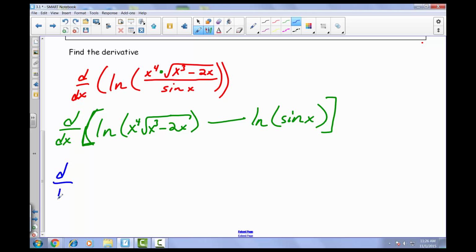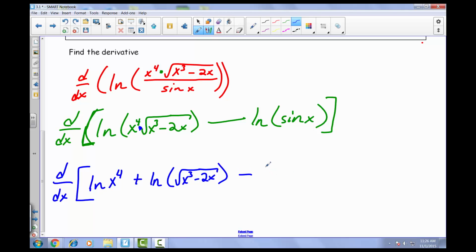So then to split that up, we have this derivative with respect to x still. We're not actually taking it yet, but we'll get to that in a second. But we're going to go ahead and break up this x to the 4th and this square root of x cubed minus 2x. So to do that, we have the natural log of x to the 4th. Instead of the product, we're going to change it to a plus, and then the natural log of this guy. So the natural log of the square root of x cubed minus 2x. Minus the natural log of the sine of x.